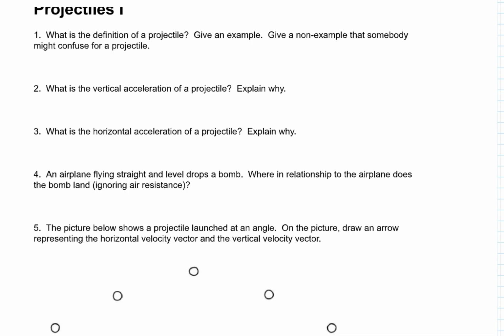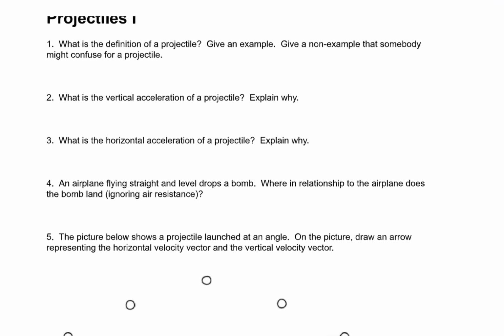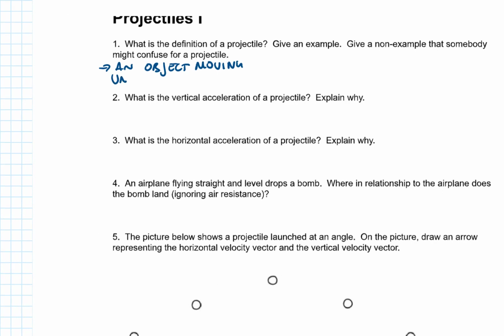Okay, so these are going to be the solutions for projectiles 1. What's the definition of a projectile? That's an object moving under just the influence of gravity. And an example of a projectile would be a ball thrown into the air, following that nice projectile path.